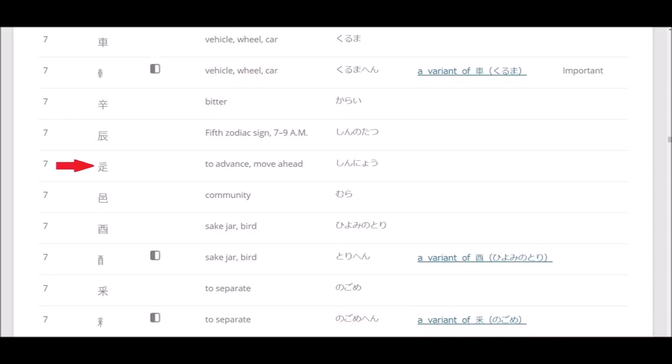Shinyo, to advance, move ahead. Mura, community. Hiyomi no tori, sake jar, bird. Tori hen, sake jar, bird again, squished to the left side of the kanji. Nogome, to separate. Nogome hen, to separate.